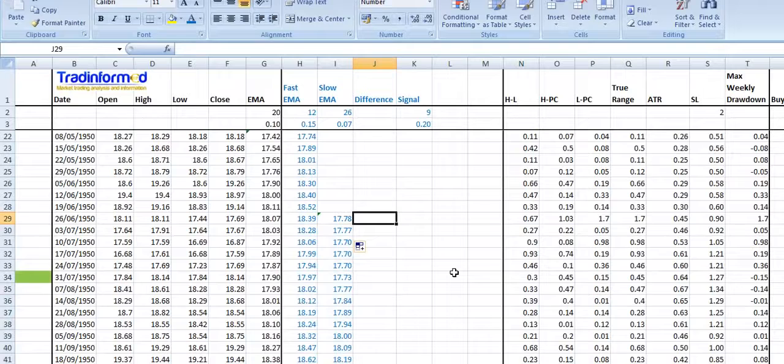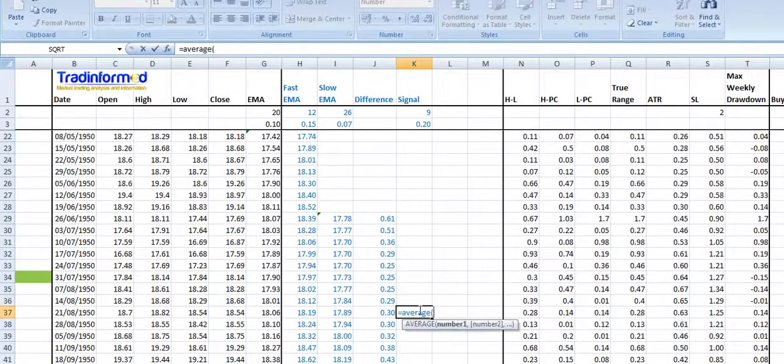Then we calculate the difference between the fast EMA and the slow EMA and copy this down, and then we can calculate the signal line for the MACD, and we use another exponential moving average. We calculate the average of these, equals current minus the previous average multiplied by our factor as a reference cell plus the previous day, and copy these down.